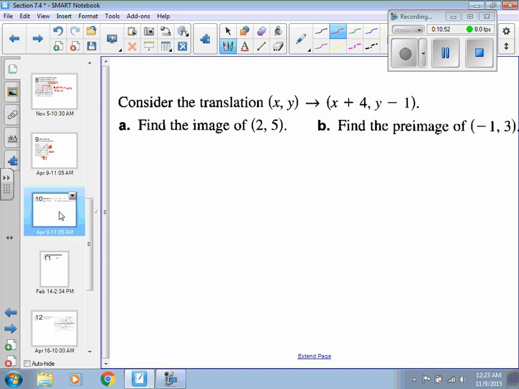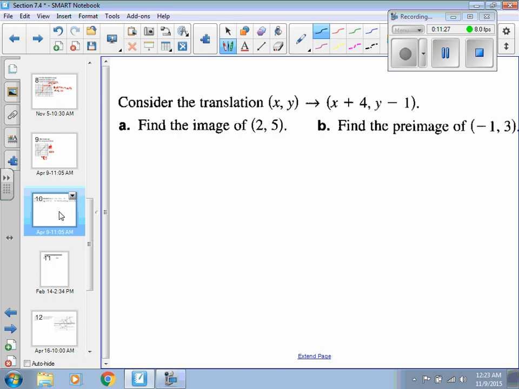Now, what this does for us, this allows us to move our figures, whether we even have a picture of our figure or not. Okay, the example we have here, we want to consider our translation (x, y) goes to (x plus 4, y minus 1). Now the first part is to find the image. And remember, the image is the final piece that you look at. Like when you look in a mirror, you see an image of yourself. You don't actually see yourself. Yourself is the pre-image. So that's the idea again. We want to find where we're going to go if we start with the point (2, 5) and use the coordinate mapping of x plus 4 and y minus 1.